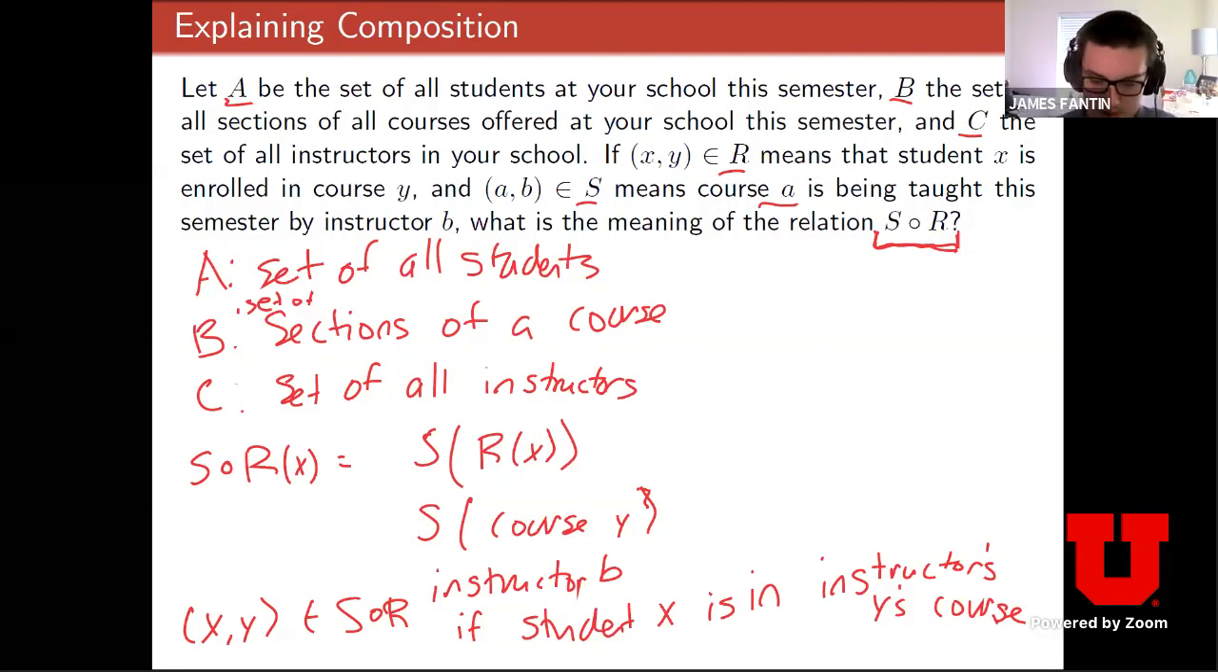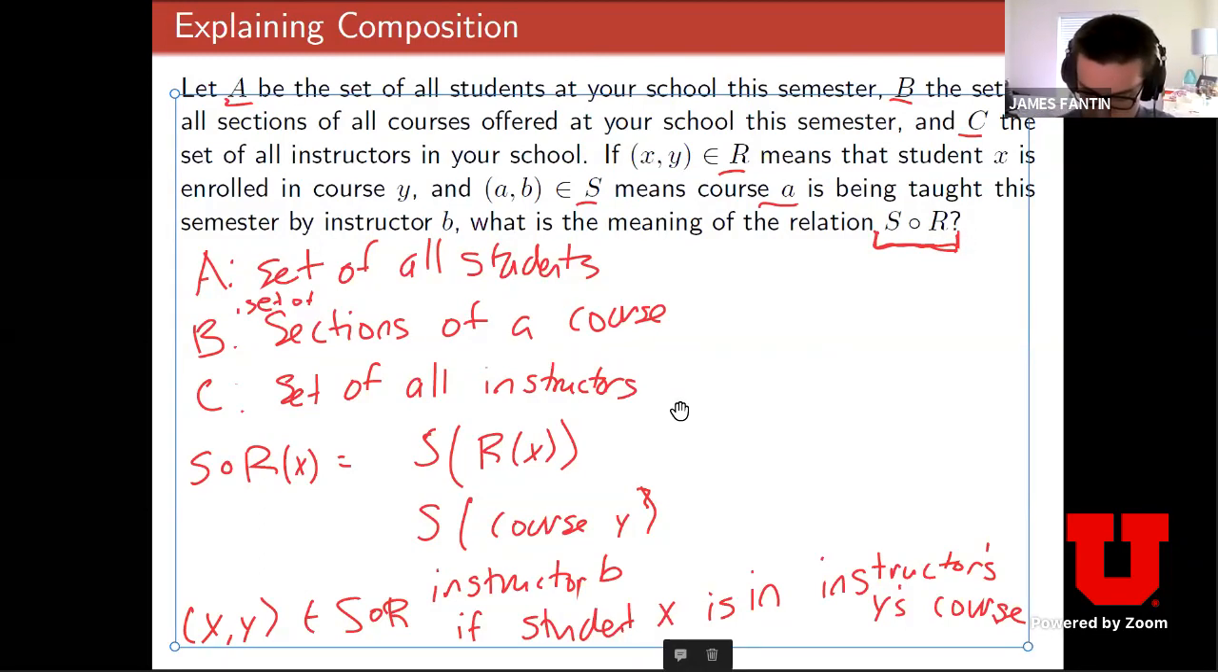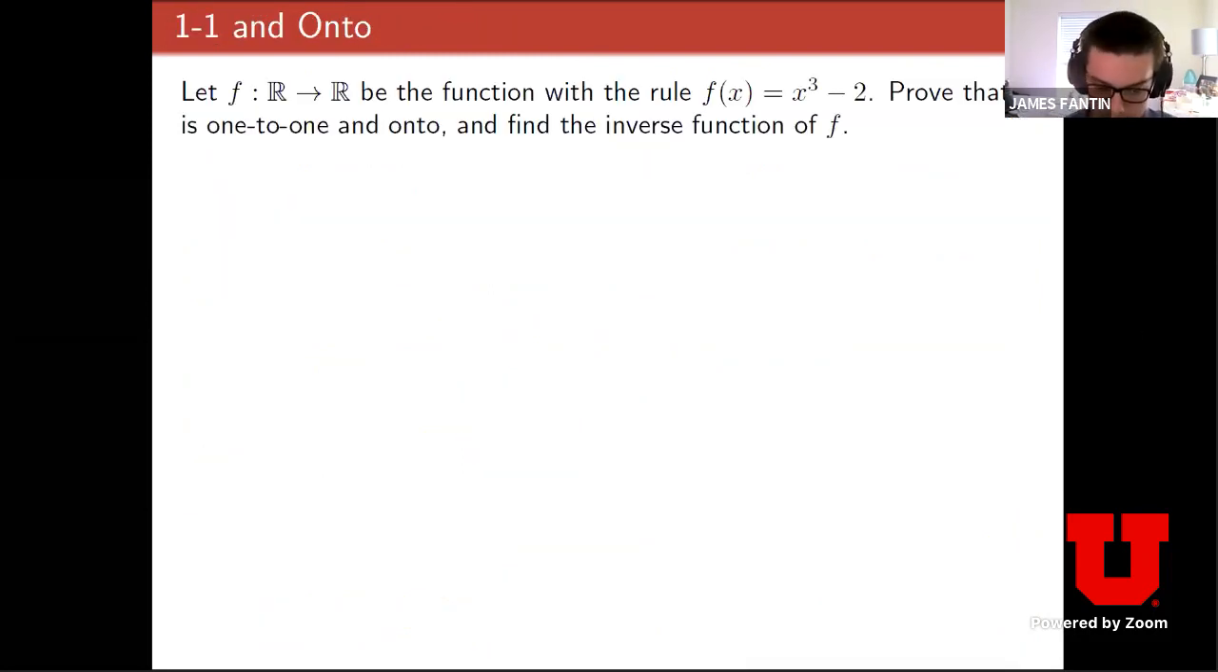Awesome. I'm just going to very quickly go through one small part of this next problem, a one-to-one proof. We've got this function f from the reals to the reals with the rule that f of x is equal to x cubed minus 2. We want to show that it's one-to-one and onto, and then find the inverse. I'll quickly go through how we could show that this is one-to-one.